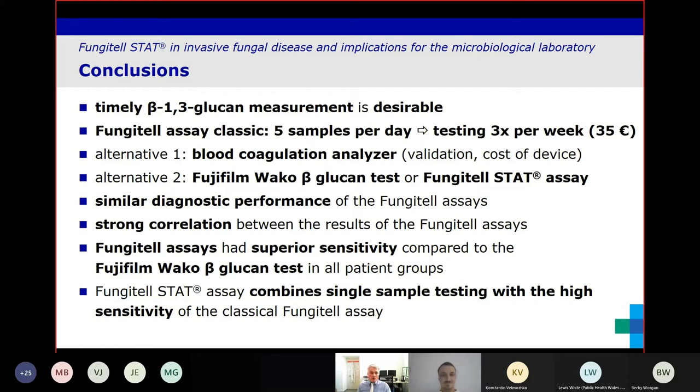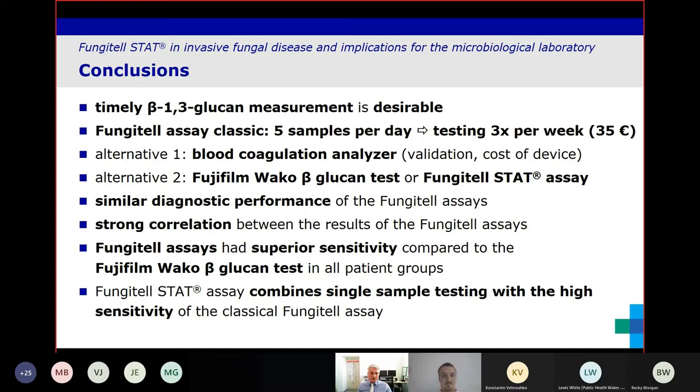Or you go for the Fujifilm Wako beta-glucan test or the Fungitell STAT assay. Both enable single sample or small series testing. However, the Fungitell assays show a similar diagnostic performance to each other. So the Fungitell STAT assay is as good as the Fungitell Classic assay. The results show a strong correlation. Both the Fungitell assays have a superior sensitivity compared to the Fujifilm Wako beta-glucan test in all patient groups.